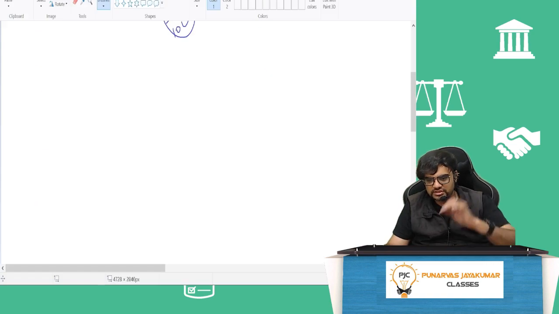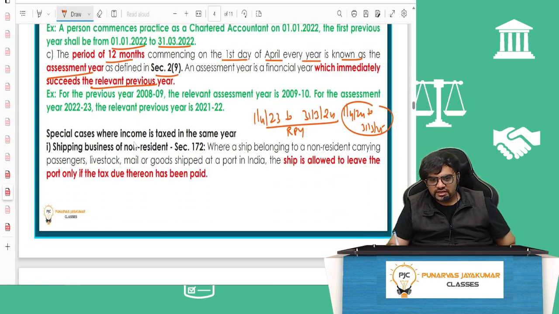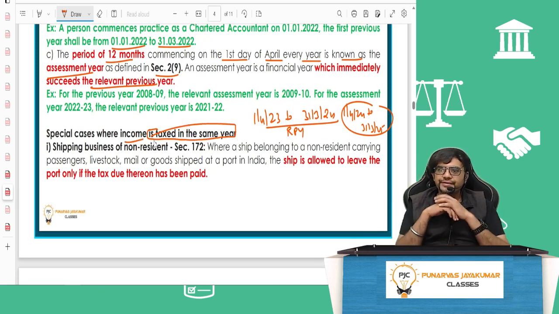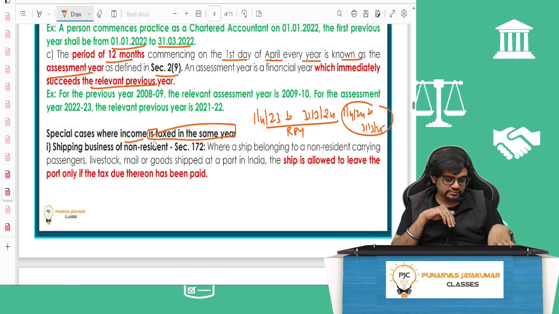Yes, there are exceptions, you see. Special cases where income is taxed in the same year. Which year? In the year in which the income is earned.